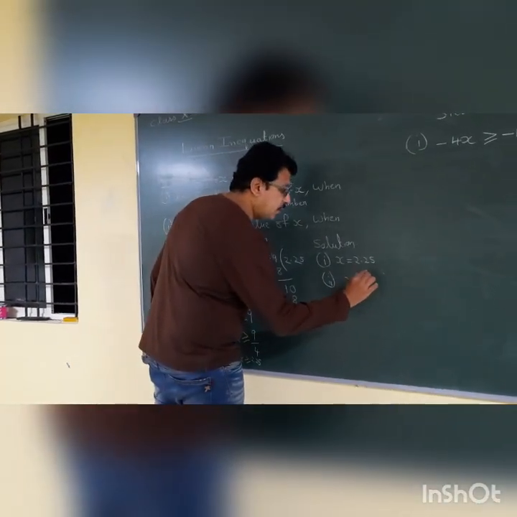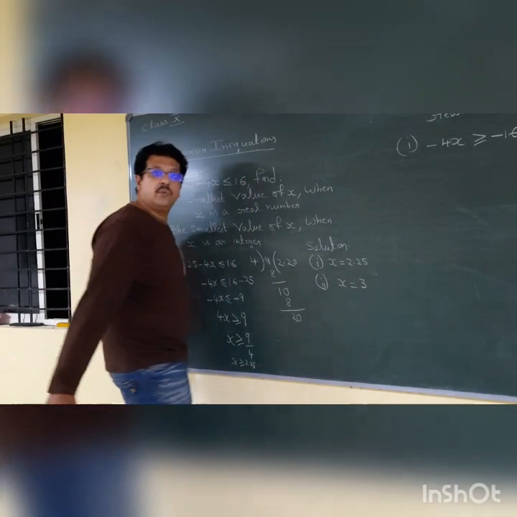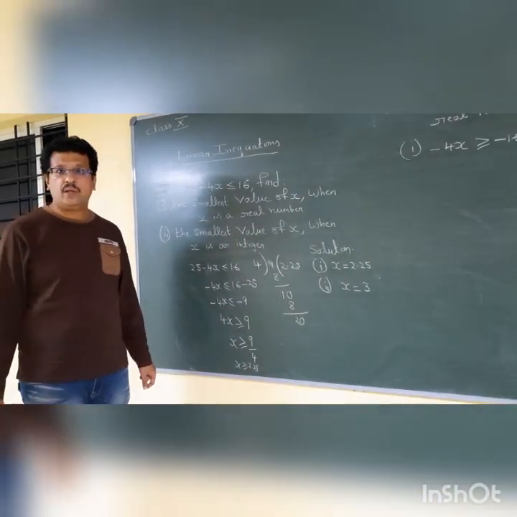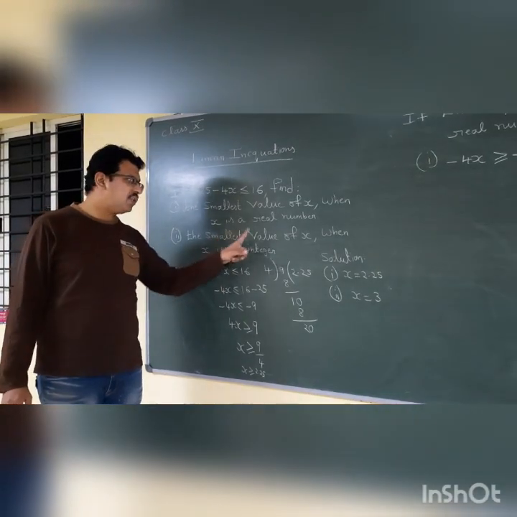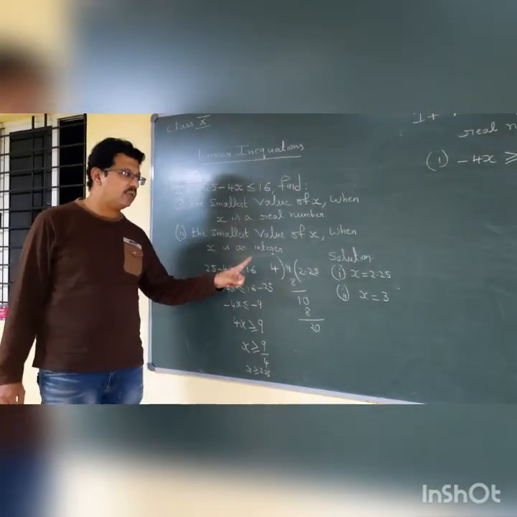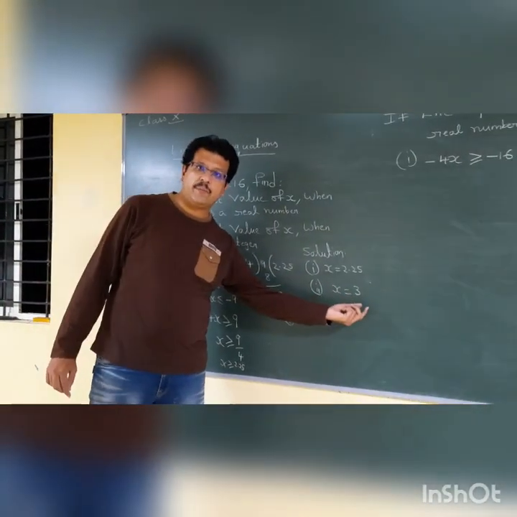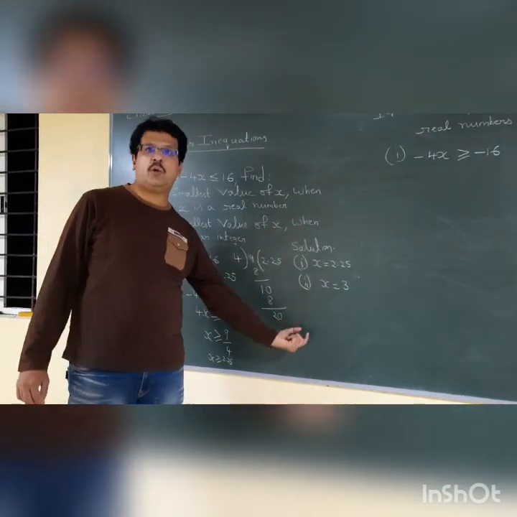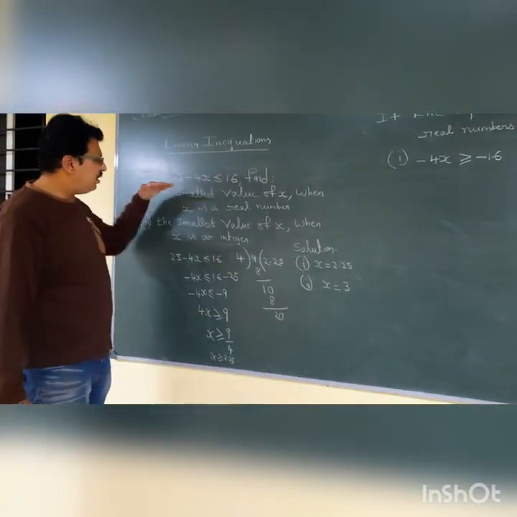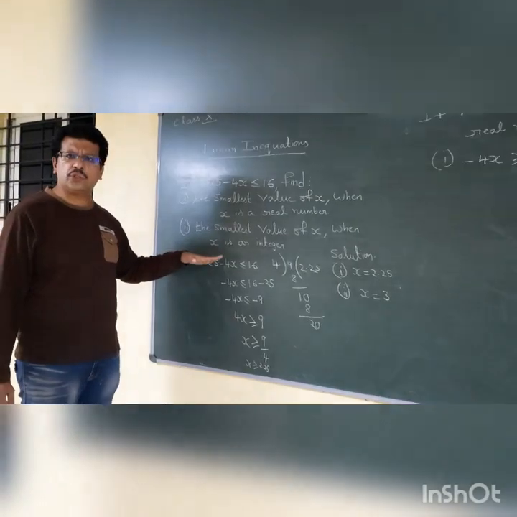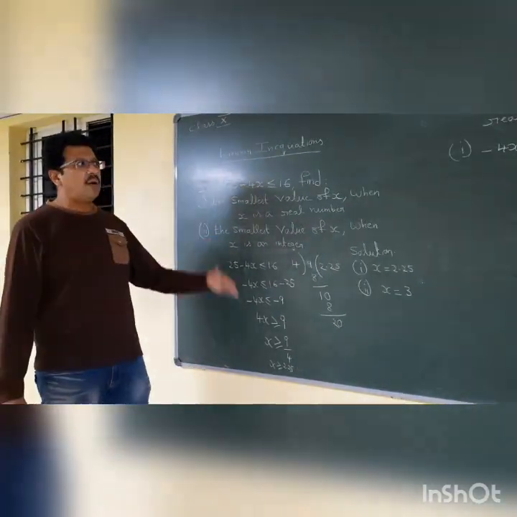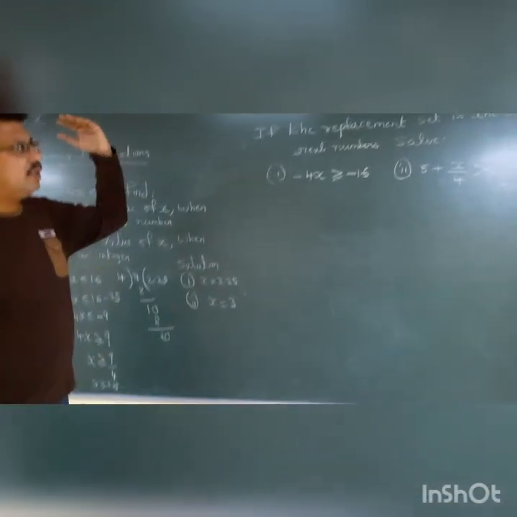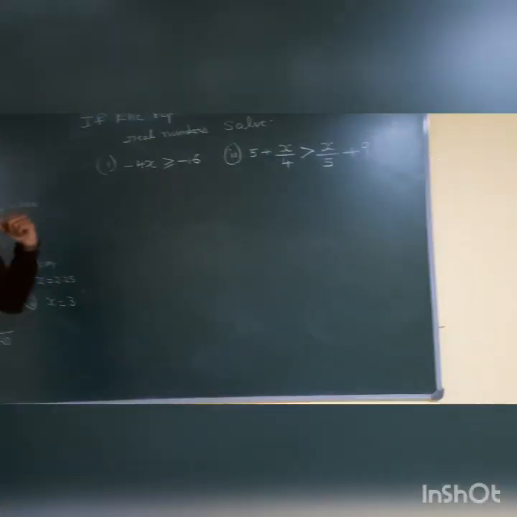So x is equal to 3, because they are saying the smallest value of x when x is an integer. So 3 is an integer. So this is the solution for this problem, children. Basically you need to be very clear with the question whenever you do this type of problem. So after this, let us move on to the next problem, children.